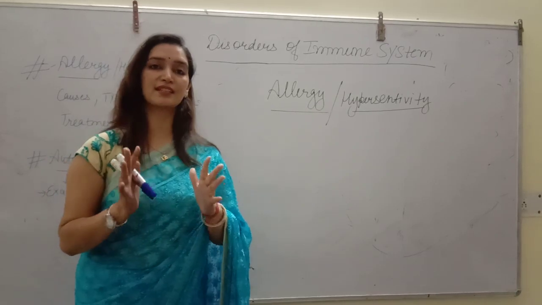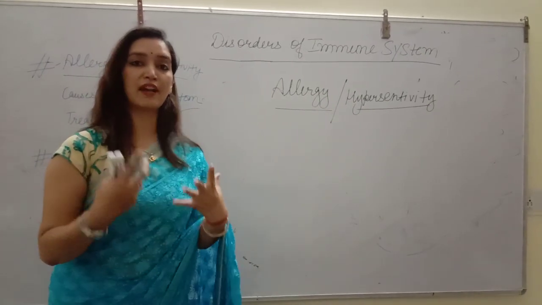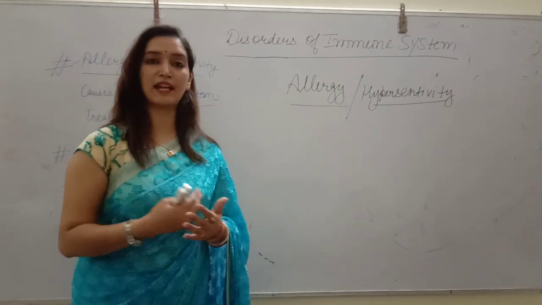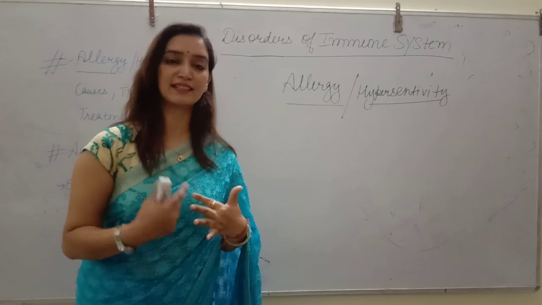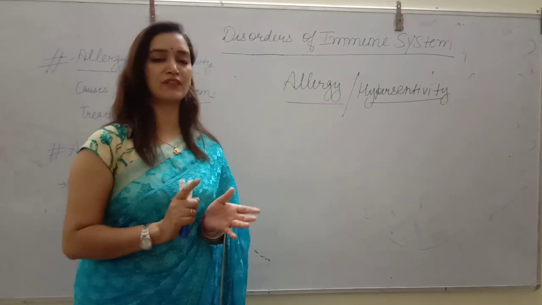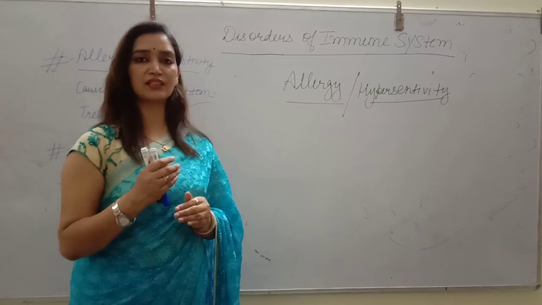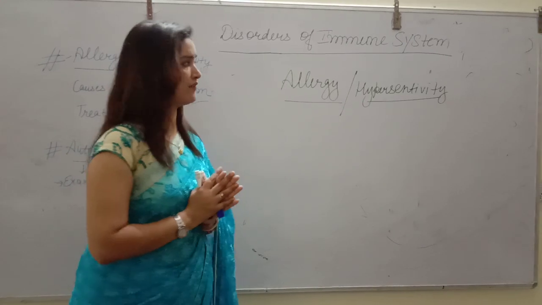The immune system is the system of our body that protects us, or you can say defends us, from foreign particles, foreign antigens or disease. The ability of our body to fight against disease is called immunity. We have discussed different types of immunity: innate immunity, acquired immunity, passive immunity and active immunity.